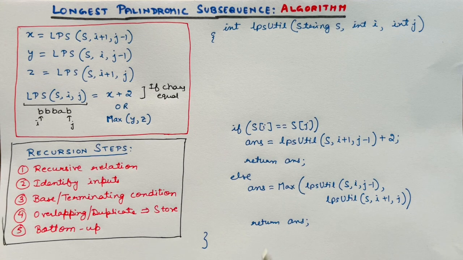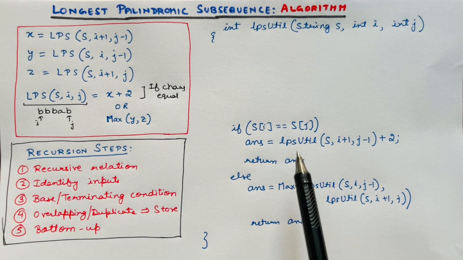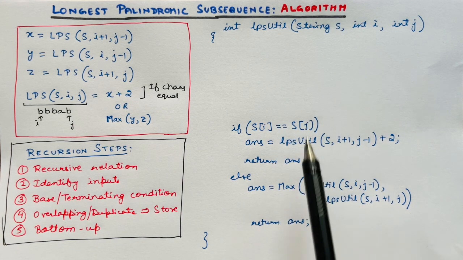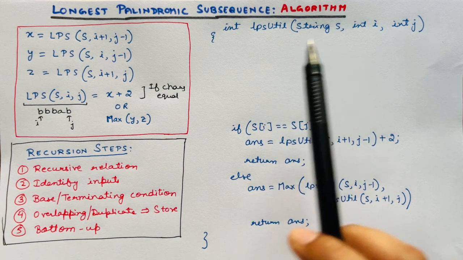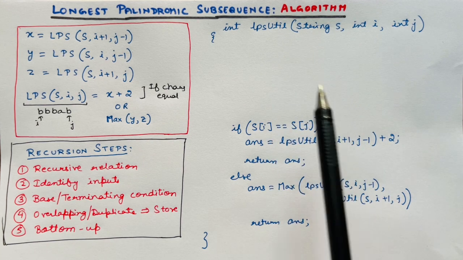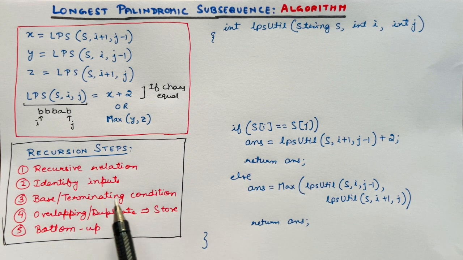But is this method complete? Will this work? No. Why? Because this method is calling itself. So when we call with i comma j, it will call here, and then it will keep on calling itself again and again. It will never end. It will go into an infinite loop. So we need something called a base or terminating condition of this recursion.